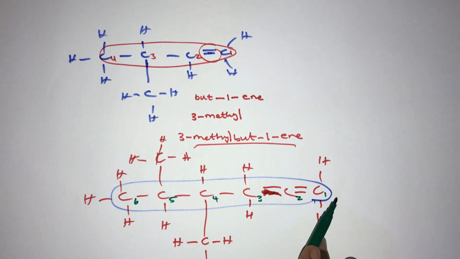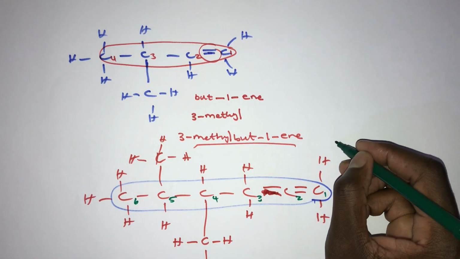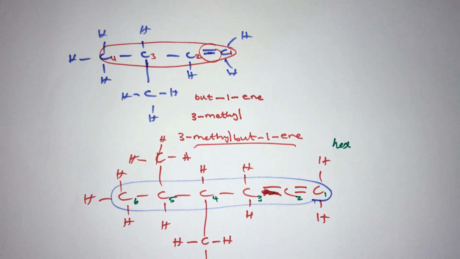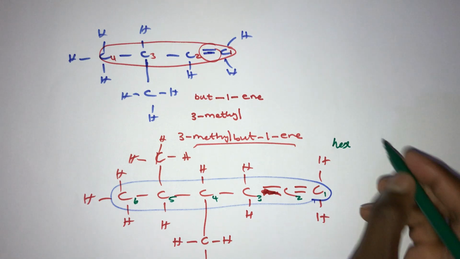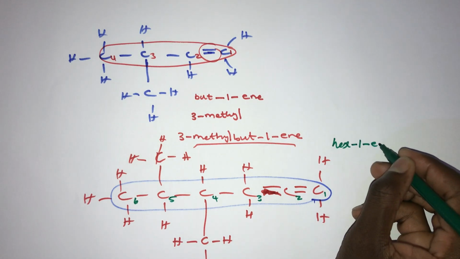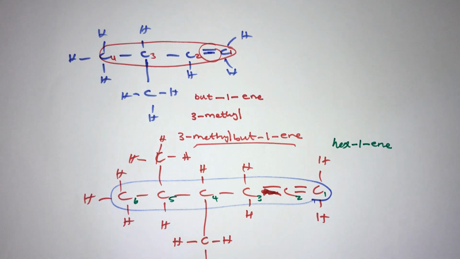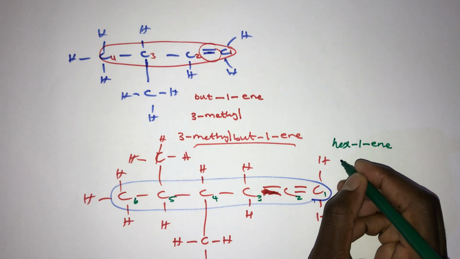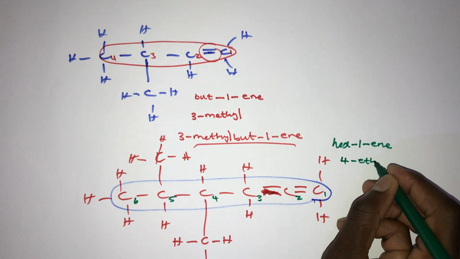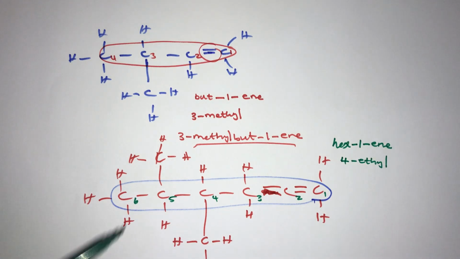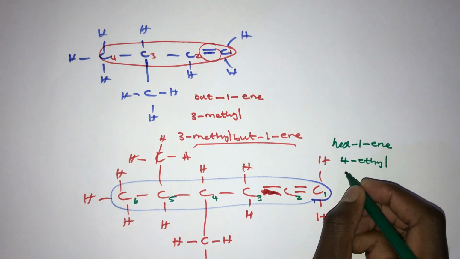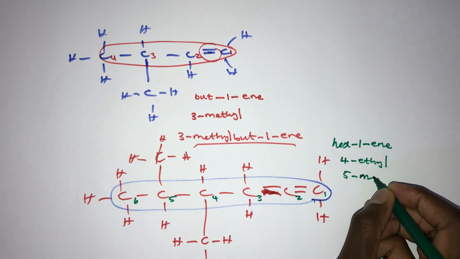So since it's 6 carbon atoms, we call it what? Hex. So since it's hex, now let's check. There is a double bond in carbon atom number 1. Then we write dash 1 dash ene. Then now let's continue checking. In carbon atom number 4, we see a branch which is ethyl. So 4 dash ethyl. And then carbon atom number 5, there is a methyl. So 5 dash methyl.